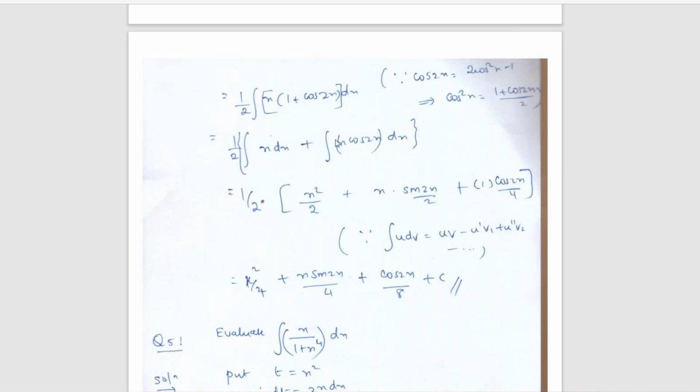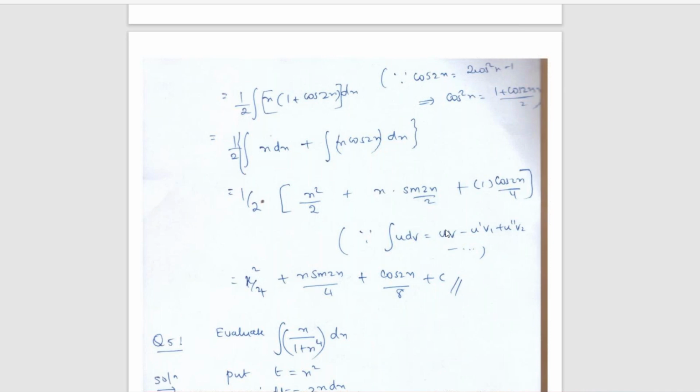Do you all understand this part? This is of the form integral u dv. Here u is x, and cos 2x dx is dv. The formula is integral u dv is uv minus u dash v1, alternately positive and negative signs, plus u double dash v2 minus etc. This formula is known as Bernoulli's formula. Dash means differentiation, suffix 1, 2, 3 means integration in this formula.